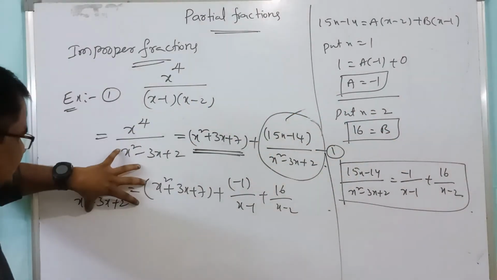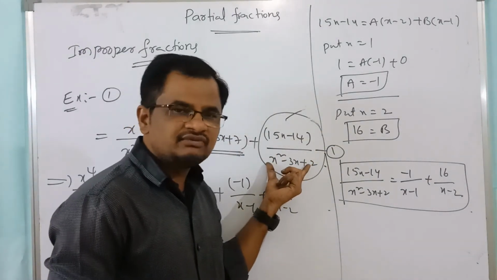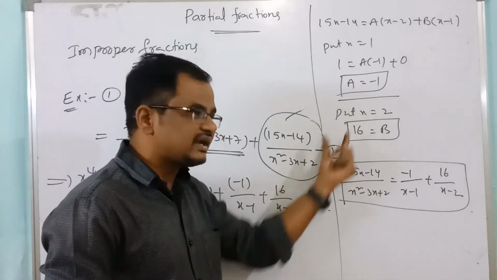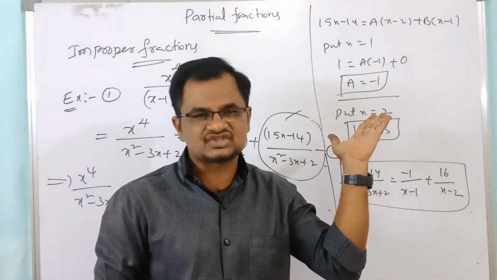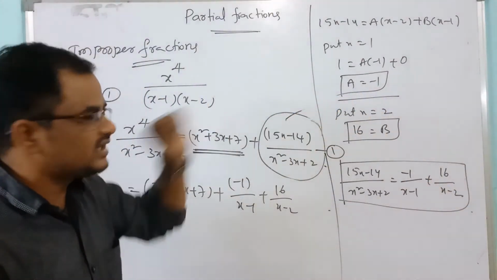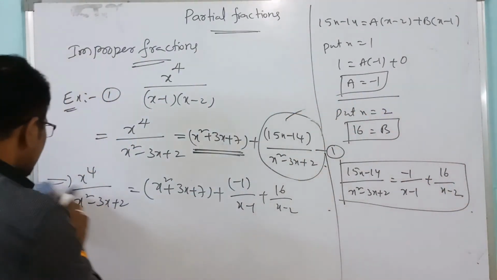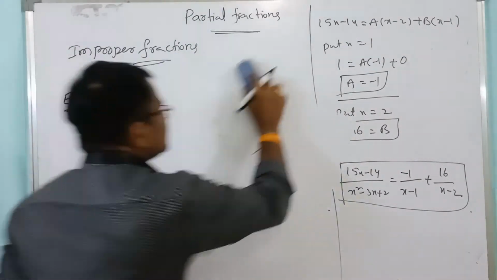Again you consider this one and write, this is the product of two linear factors, A by x minus 1, B by x minus 2. The same procedure as the first type we have to follow. The A and B values we have to substitute here. Again we have to substitute in this one, right? Like this we have to do. And we will do one more problem on this improper fraction.